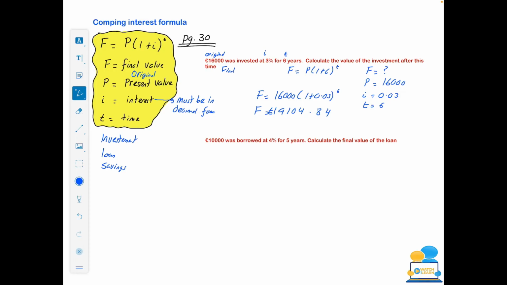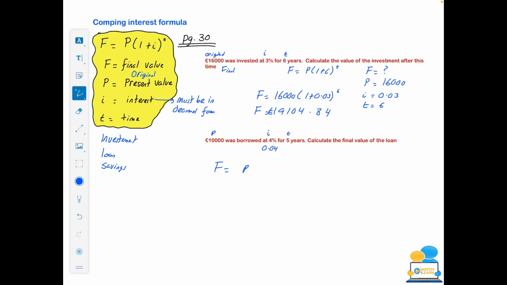Okay, same thing here again now. So 10,000 was borrowed at 4% for 5 years. Calculate the final value of the loan. Okay, so the word loan is mentioned, so that gives you the hint that you need to use the formula. Originally 10,000 was borrowed, so that's the original value, so I'm going to call that P. I then is your interest rate. We're not going to use that, we're going to change that to 0.04. For 5 years, so that's my time.